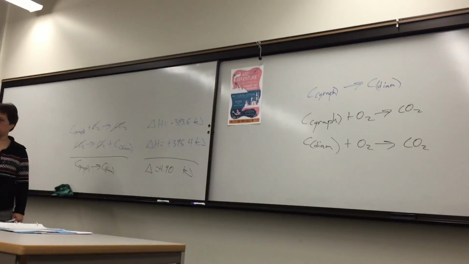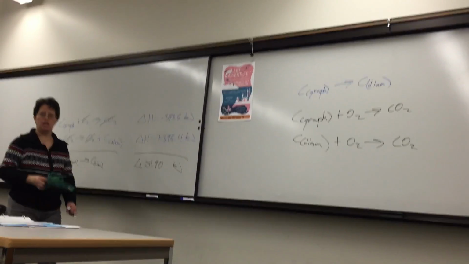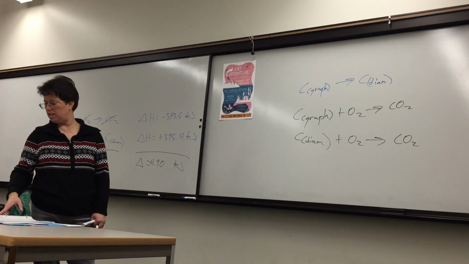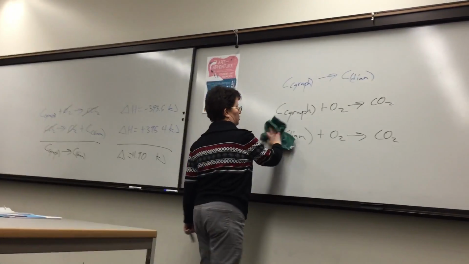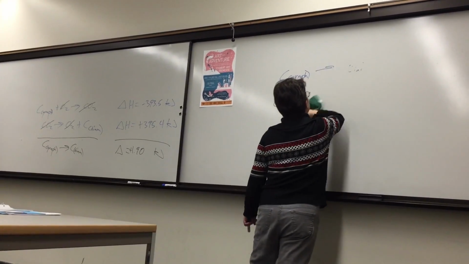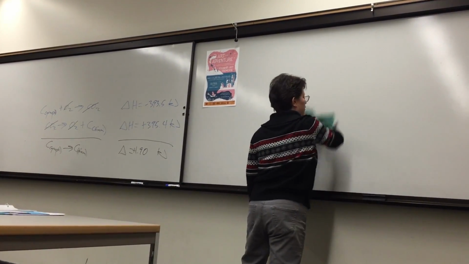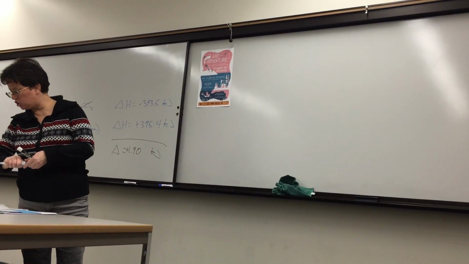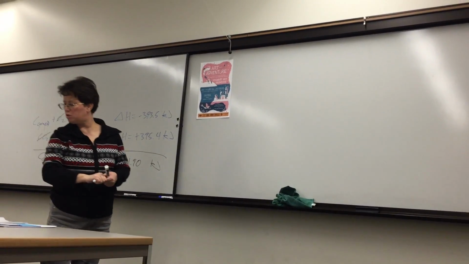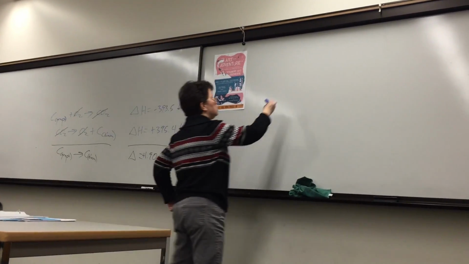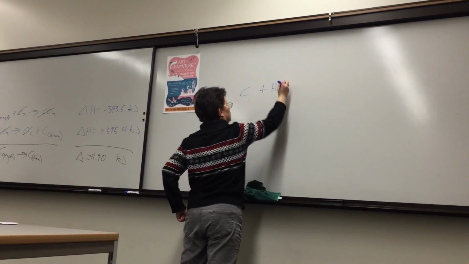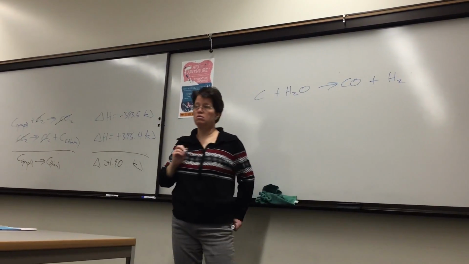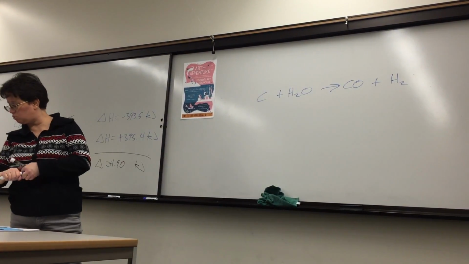Okay, so we've done a couple of the easier ones. Let's get a little bit more complicated. We're going to have 3 intermediate steps. This is practice exercise 1 on page 189. Our overall reaction is carbon plus water goes to carbon monoxide plus hydrogen, right? That's the overall process we want.